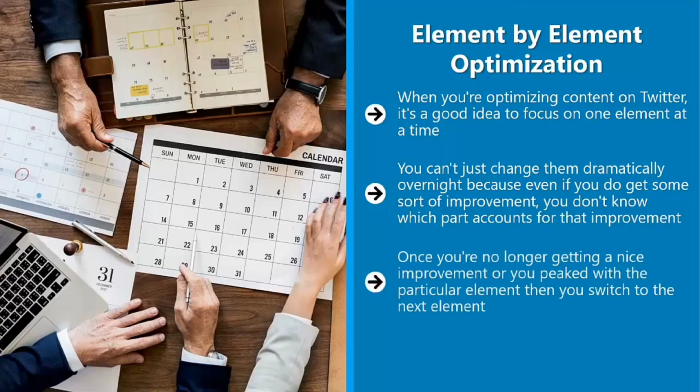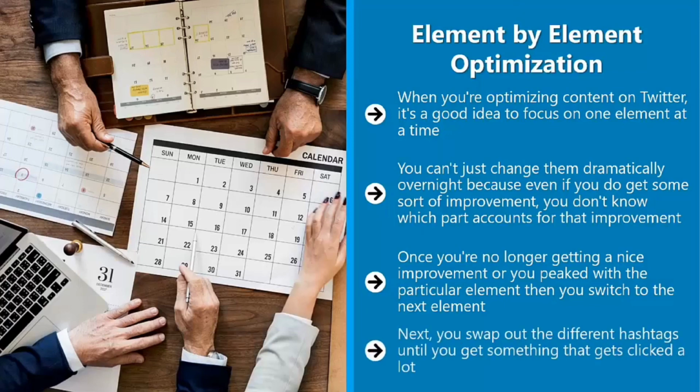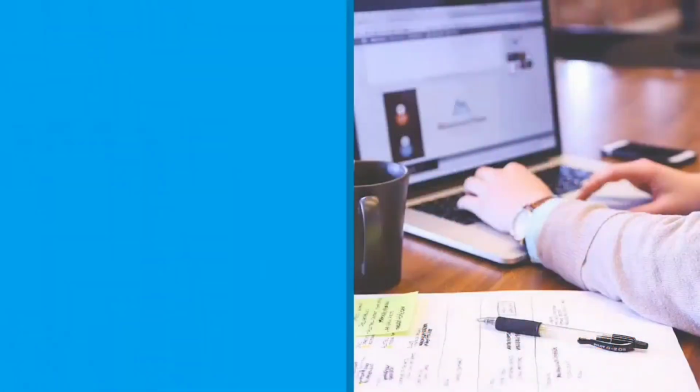On the other hand, if you optimize element by element, you can clearly identify which part you changed and reasonably conclude that this accounts for the improvement. Once you're no longer getting a nice improvement or you peaked with a particular element, then you switch to the next element. With Twitter, this is pretty straightforward. You play around with many different question variations until you get one that gets clicked a lot. Next, you swap out different hashtags until you get something that gets clicked a lot. It seems pretty simple, but it's something that takes place over an extended period of time. It's not something that happens overnight. You just have to pay attention to the trend. That's traffic statistics so you can make the necessary adjustments.